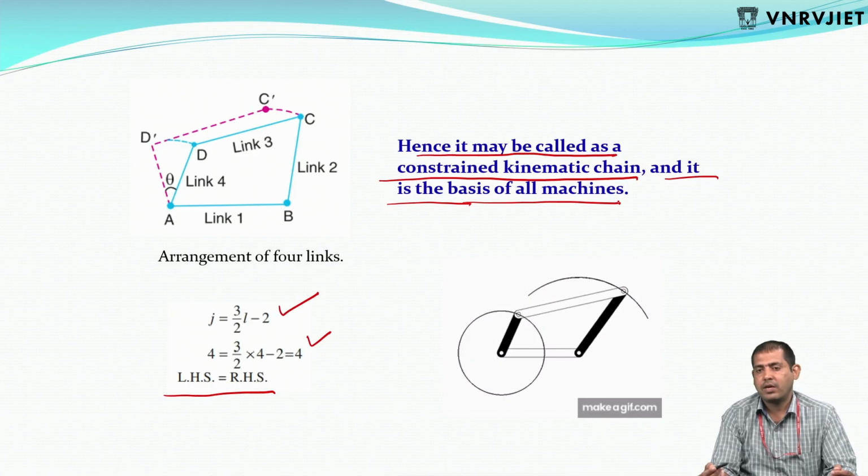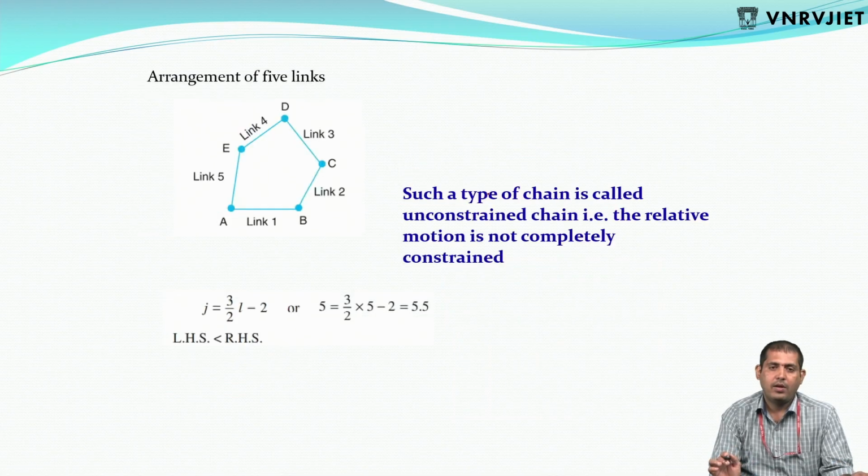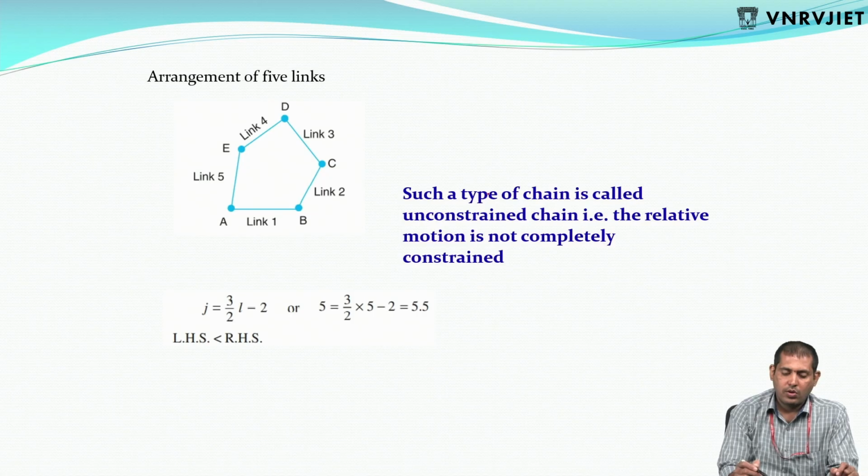It's called a constrained kinematic chain. Successfully constrained, completely constrained, incomplete constrained, we have discussed now. Same, it is constrained with only one possible motion, like 1 degree of freedom, for example. That is possible with the help of a 4 bar. Next, let us see one more chain. It is based on 5 links.